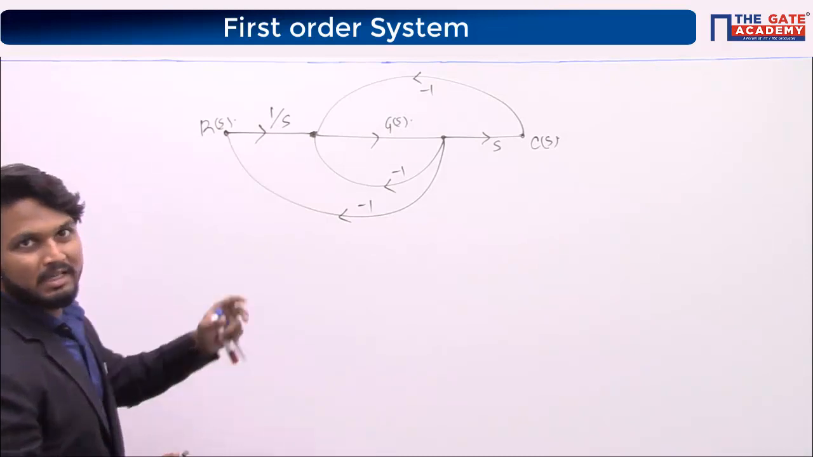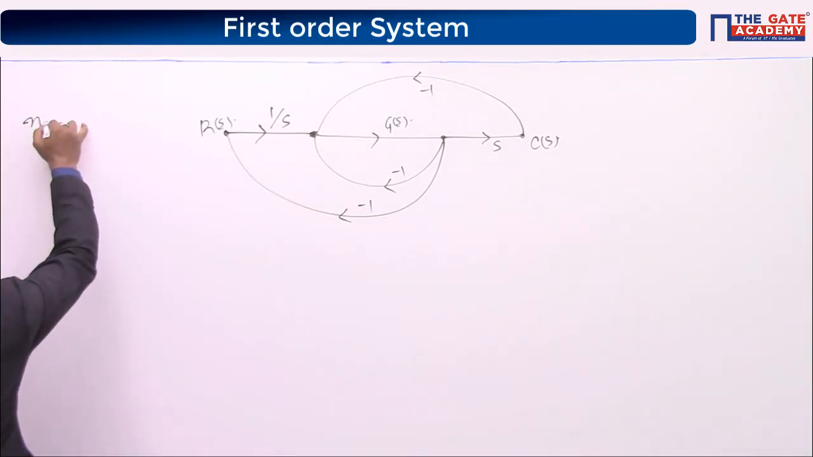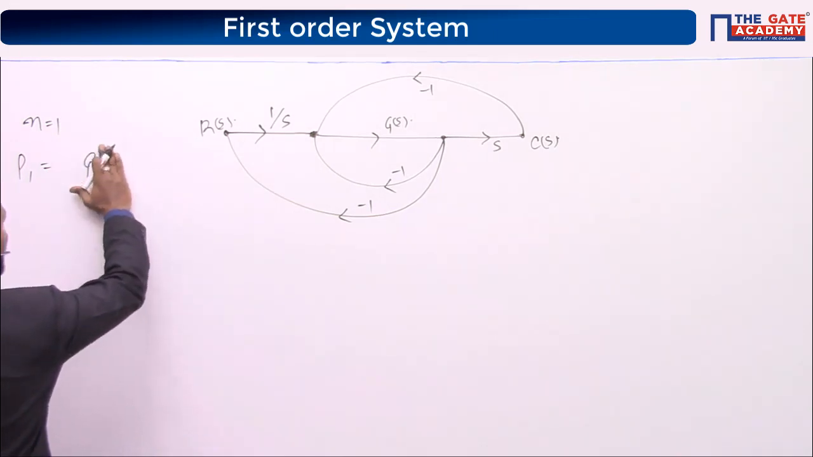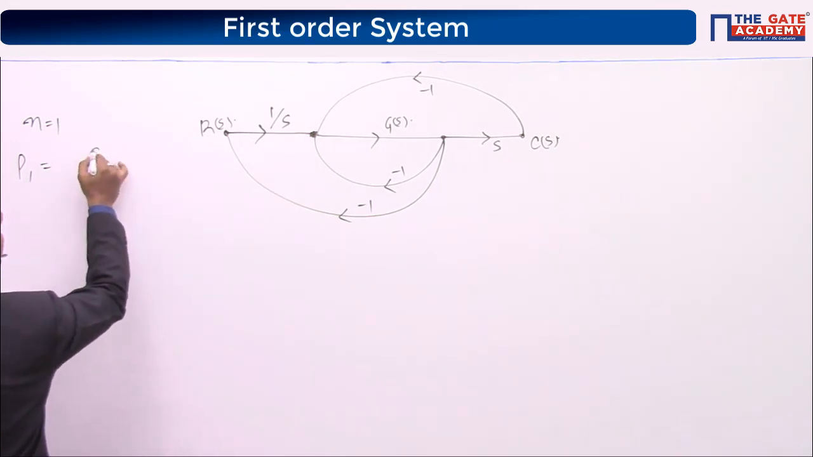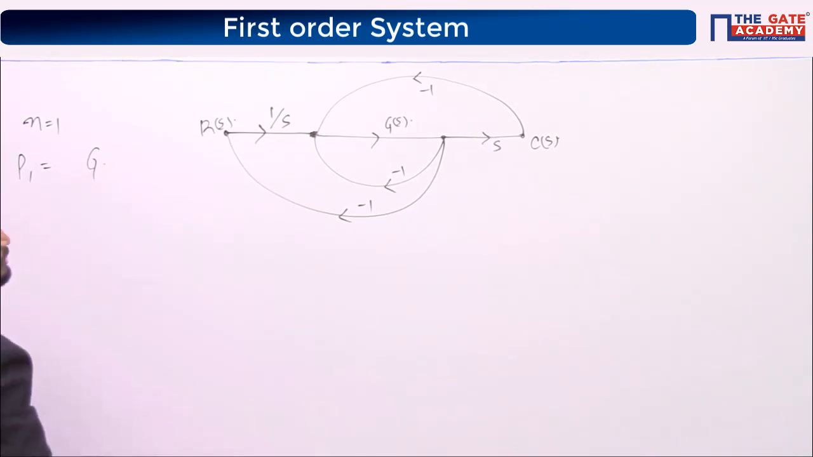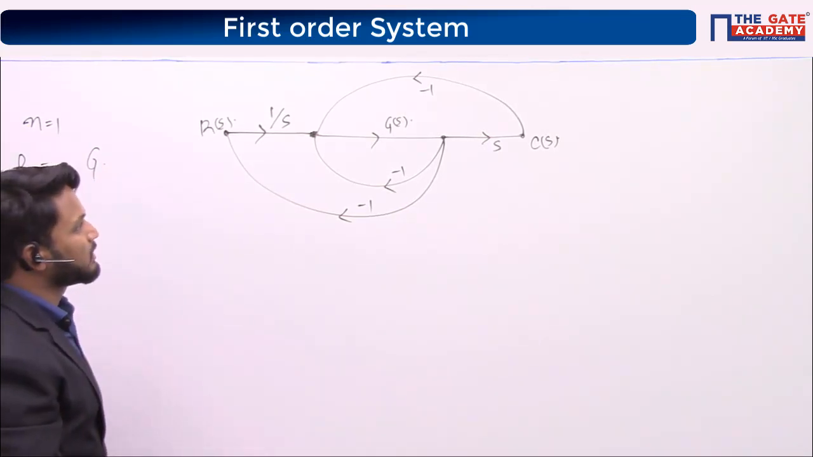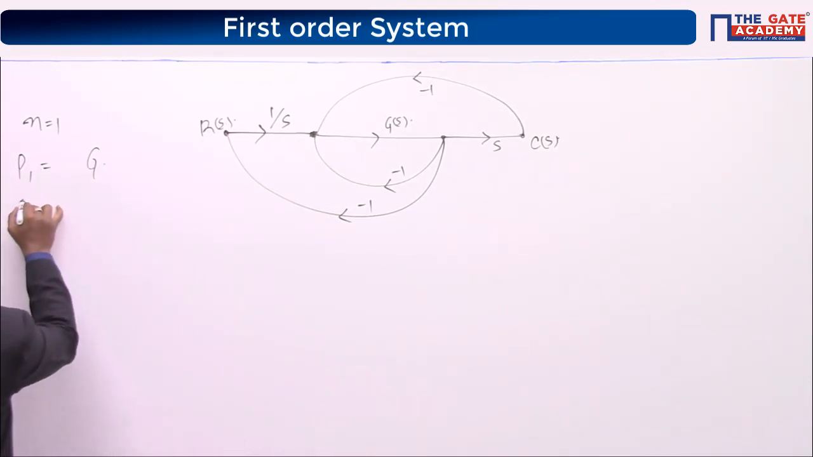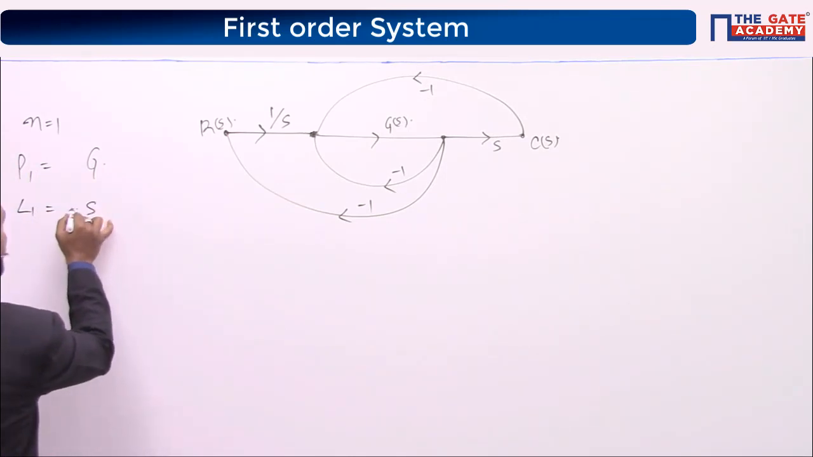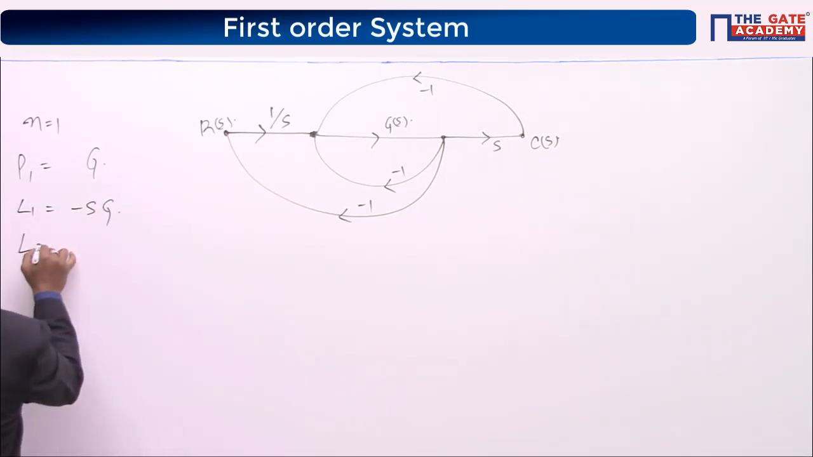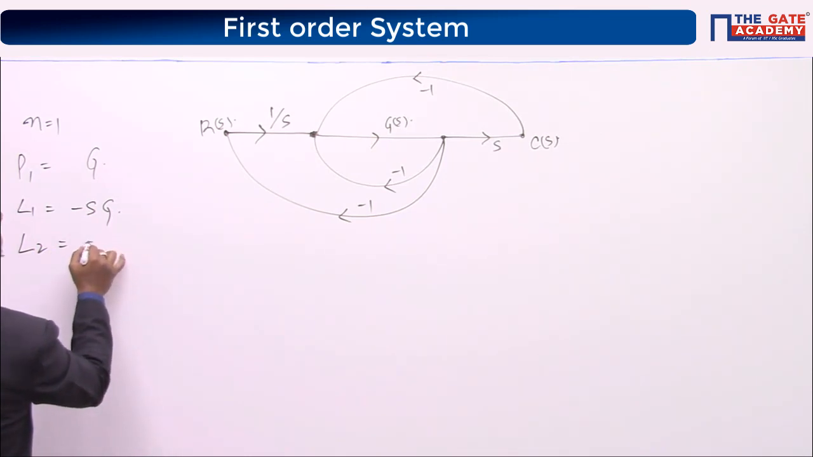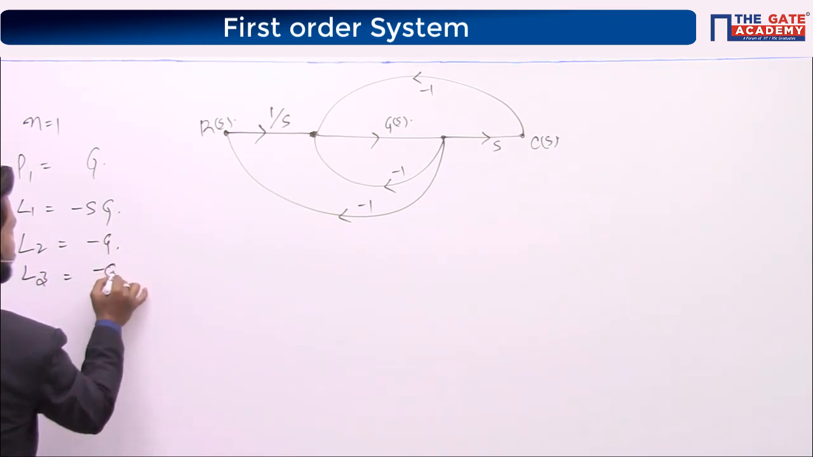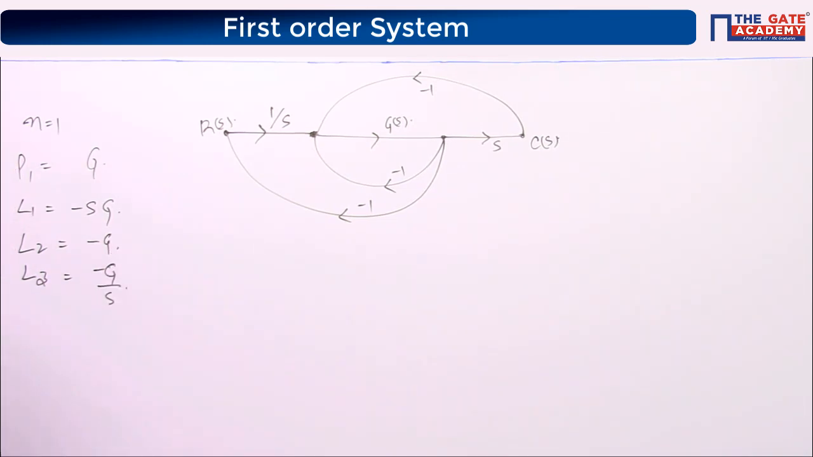How many forward paths are there? There is one forward path, which means n is equal to 1. Therefore P1 is equal to what? P1 is simply G of s. I'm just writing it as G for simplicity. P1 is equal to G, right? How many loops are there? There are 3 loops you can see, right? The first loop that you can see is L1 is equal to minus SG, and L2 is equal to minus G, L3 is equal to minus G by S. So these are the loops.